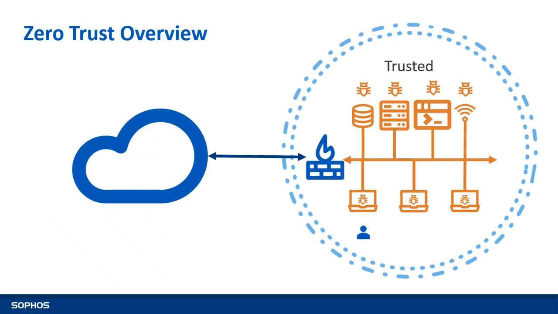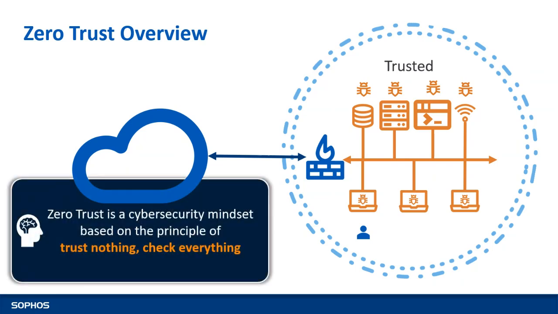Zero trust is a relatively new and evolving approach to network design, but it's also part of a broader mindset based on the principle of trusting nothing and verifying everything. With zero trust, no user is trusted, whether on or off the network.